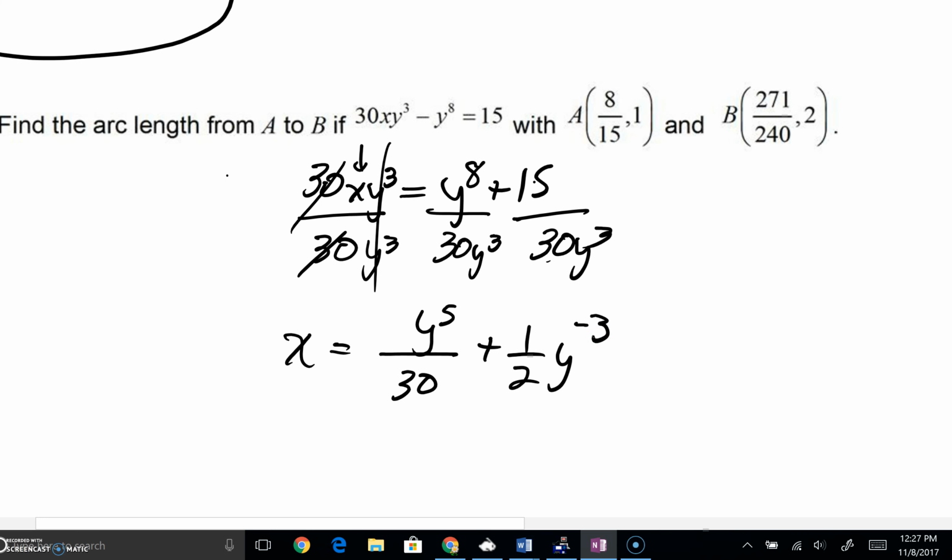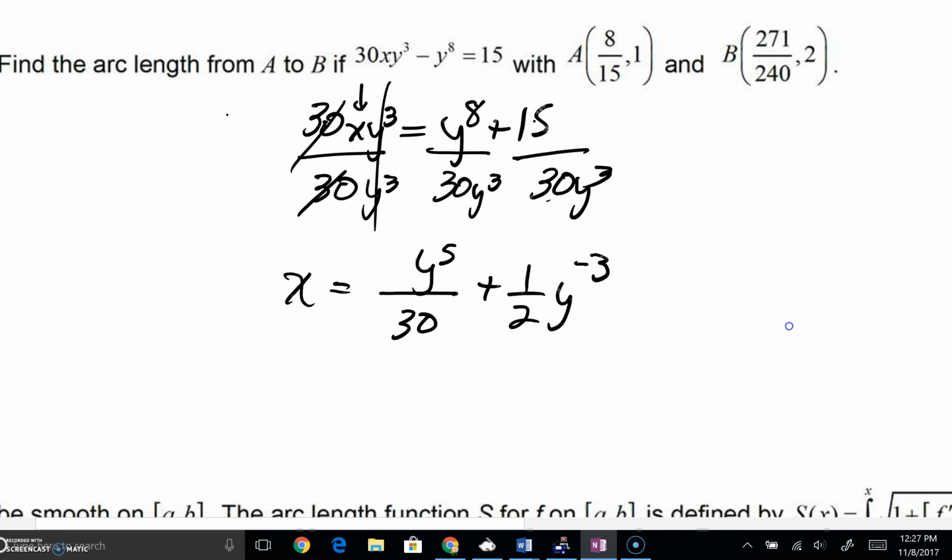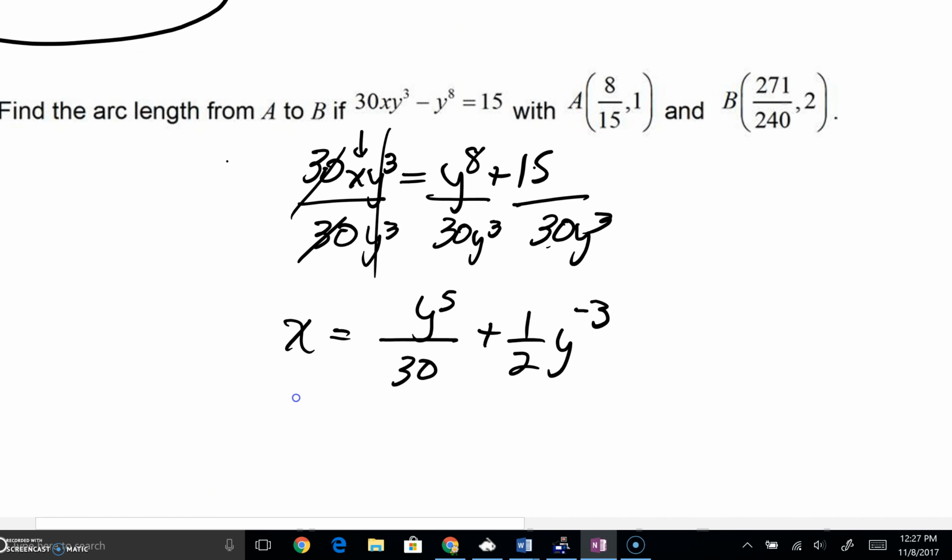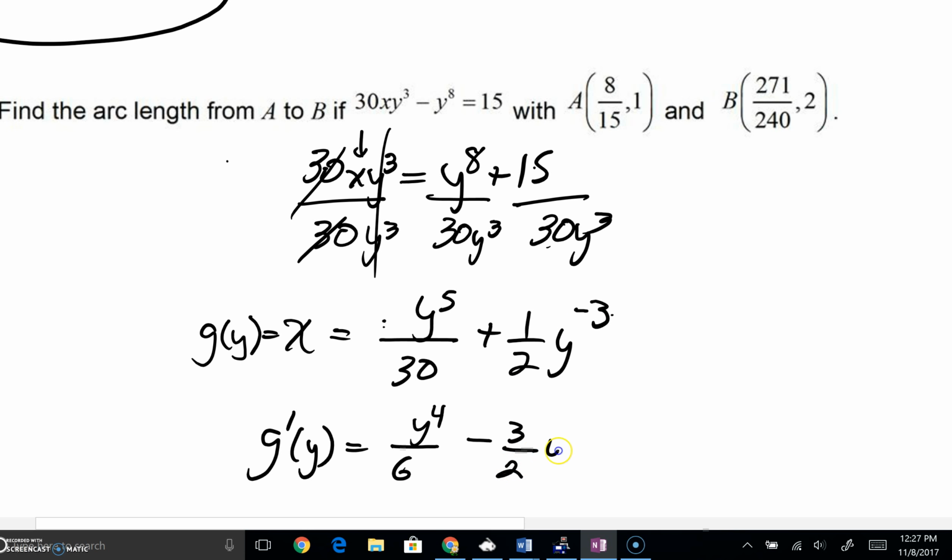Now, I can go ahead and find out what g prime of y is. If g of y is this function right here, I can take the derivative with respect to y. You can see quickly when I bring down the 5, 5 over 30 would get you a 6, you'd have y to the 4th. Bring down a negative 3, you'd get negative 3 over 2. Careful, y to the negative 4. That is one of the bigger mistakes. Please be careful with that. Easy to mess that up.